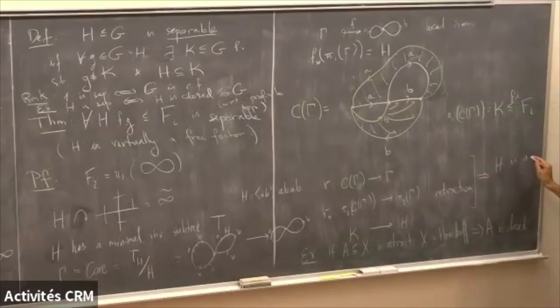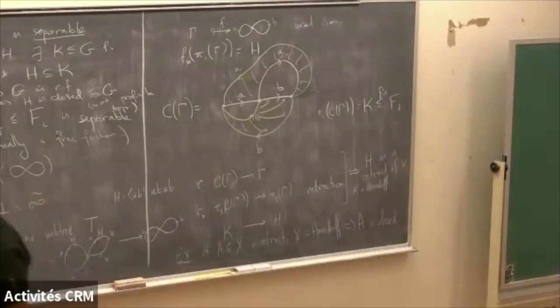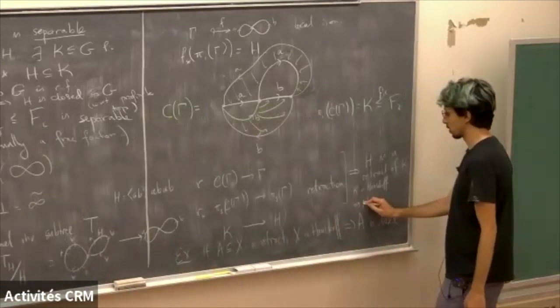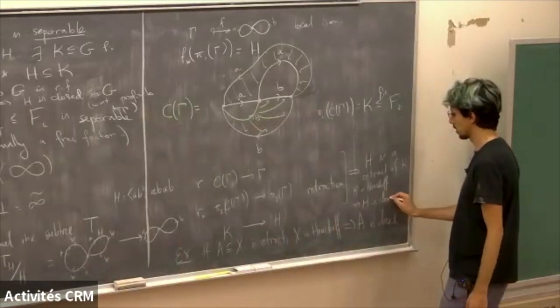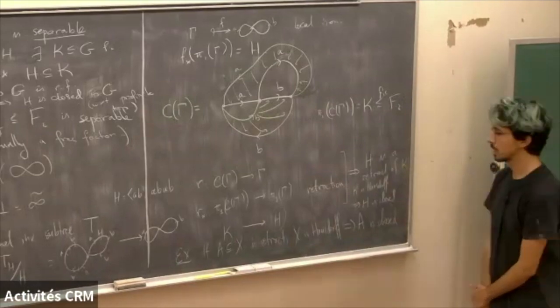H is a retract of K. K is Hausdorff. Why? Okay, it's really fine. That's the previous thing. And so H is closed. Being closed is the same as being separable.